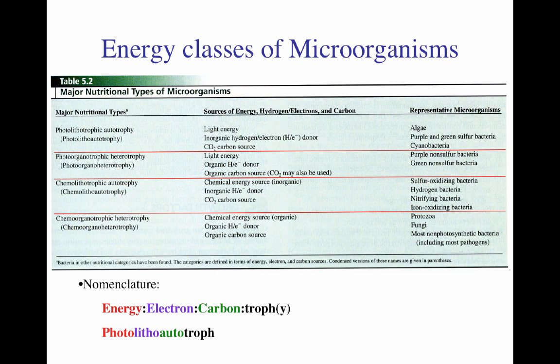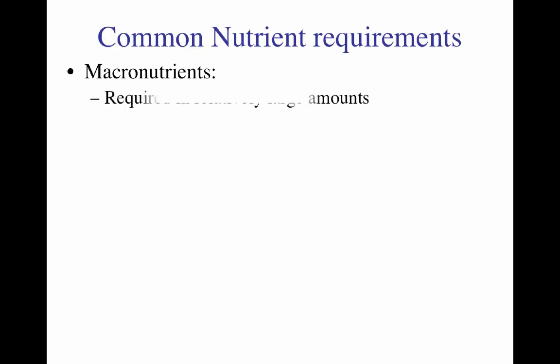On the other hand, a chemoorganoheterotroph is an organism that uses an organic chemical source as energy, for example glucose, and that molecule will also provide the electrons as well as the carbon. Most non-photosynthetic bacteria, for example E. coli, will fall in that category. So make sure that you understand those three groups of bacteria to be able to determine the energy, electron, and carbon sources.